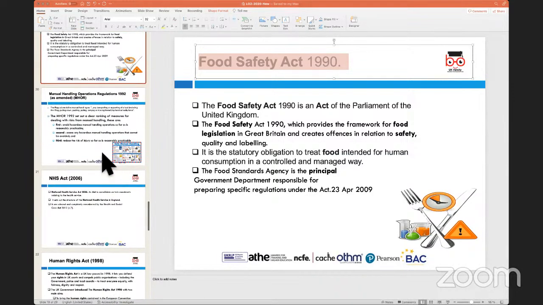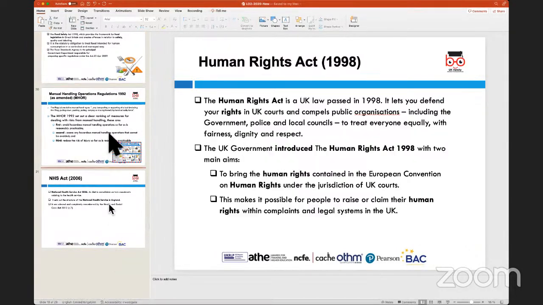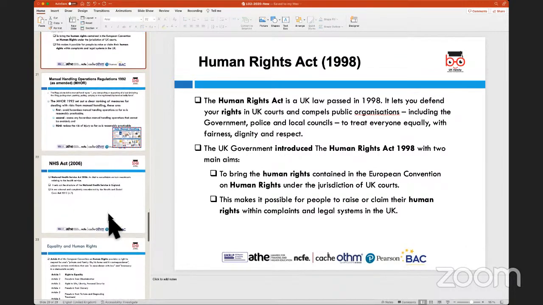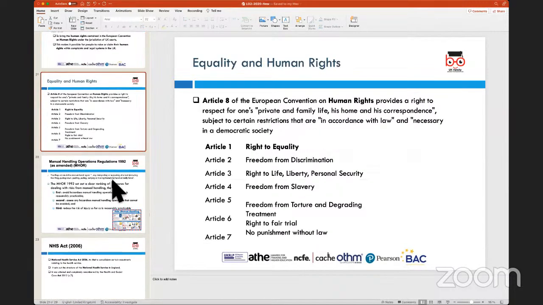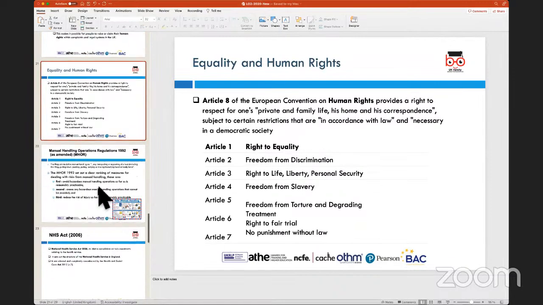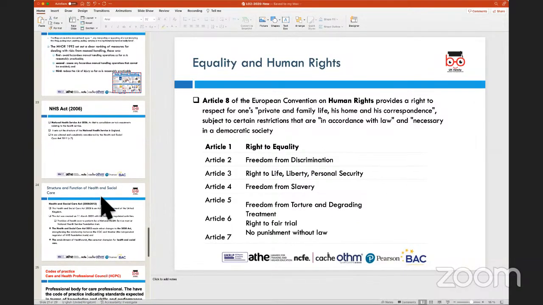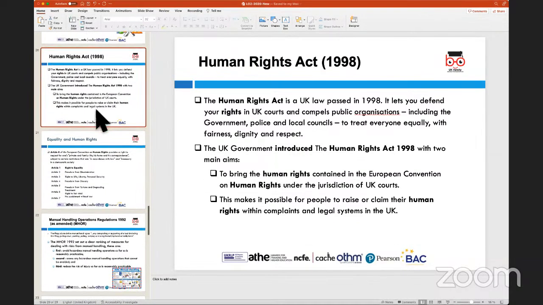Then you also have another important piece of provision, which I would bring forward on the slide, which is the Human Rights Act, which is basically related to the rights that you have as an individual. There are lots of different articles within the Human Rights Act. There are, I think, 13 articles within the Human Rights Act.